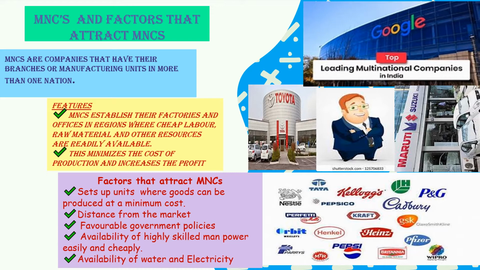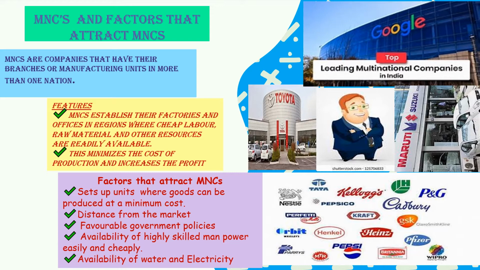Now, what are the features of MNC? Well, obviously, the first feature is they will set up their factories where there's cheap labor, cheap land, resources available, and all other things which are favorable to them. By doing this, children, what will happen? Their cost will be minimum and they will be able to earn more profit.